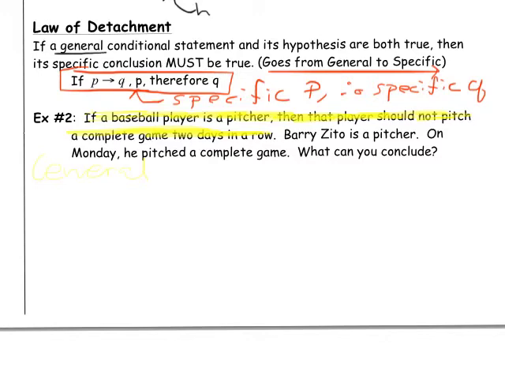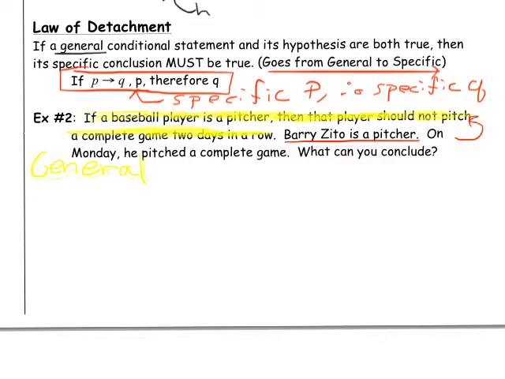Let me change that, see if I can write over it. Yeah, it's still not that easy to see, but you get the idea. That is our general statement. And then this whole thing about Barry Zito, that is our specific example. Barry Zito is a pitcher. So, therefore, he applies to this general statement above, right? He is a part of this general statement. It applies to him. So, what can we conclude?